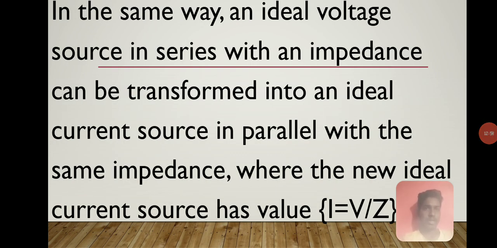In the same way, an ideal voltage source in series with an impedance can be transformed into an ideal current source in parallel with the same impedance, where the new ideal current source has the value I equal to V divided by Z.